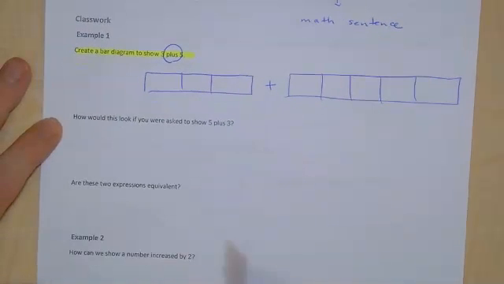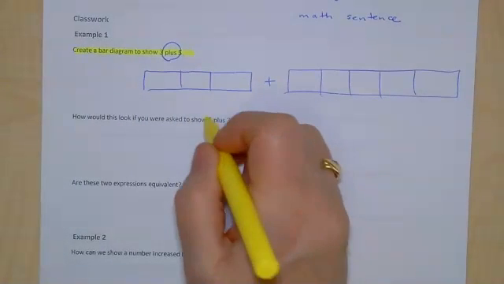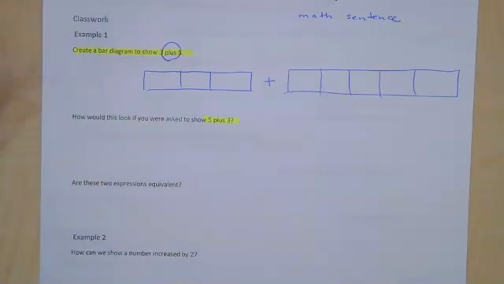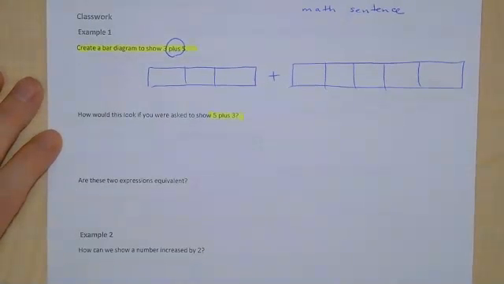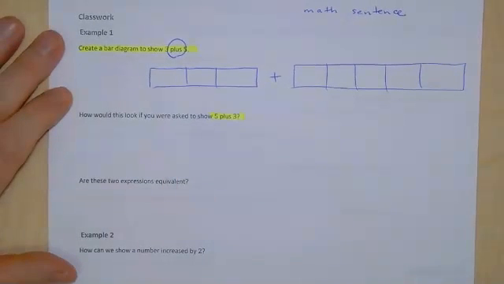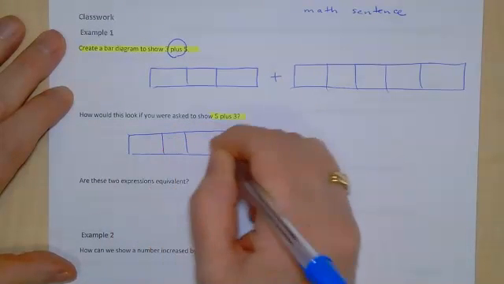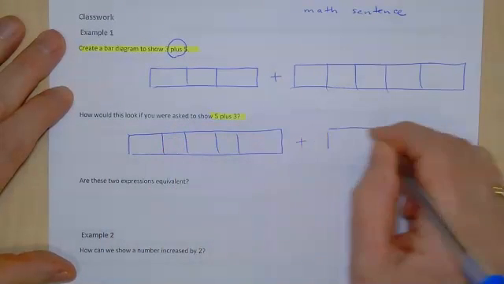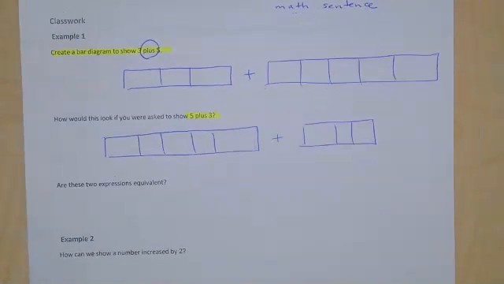What would it look like if you had to show it this way? 5 plus 3. How would that look, Ethan? Opposite. How do you mean opposite? The 5 would be first and the 3 would be last. Absolutely right. So if they said it the other way, 5 plus 3, it would look that way.